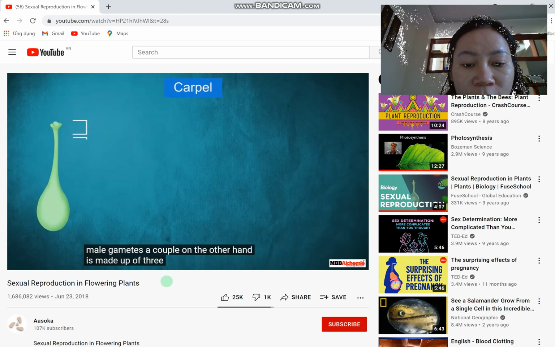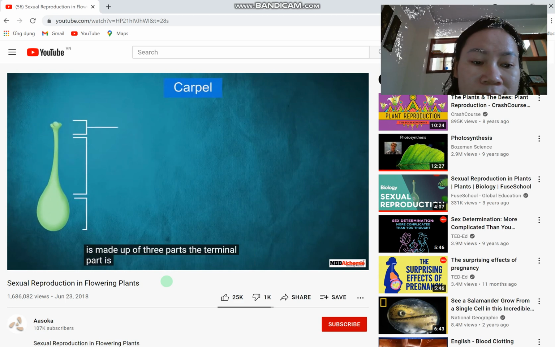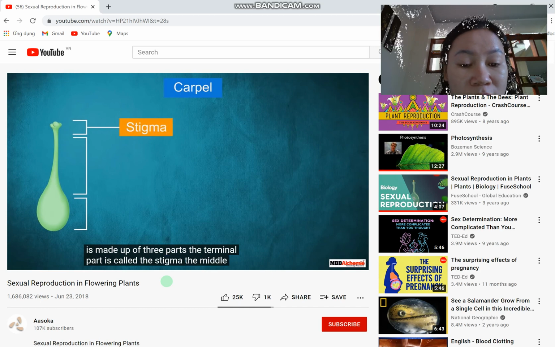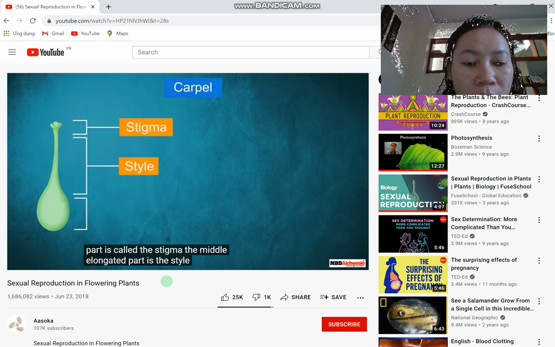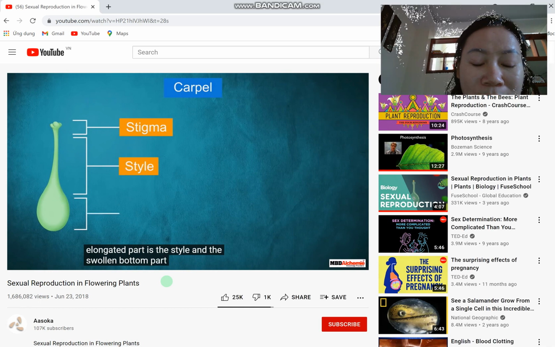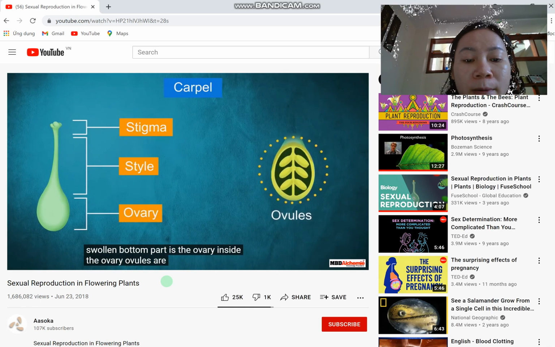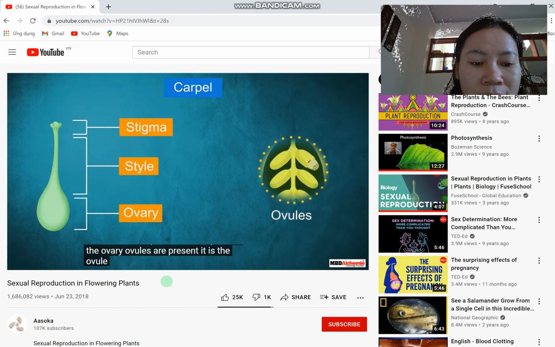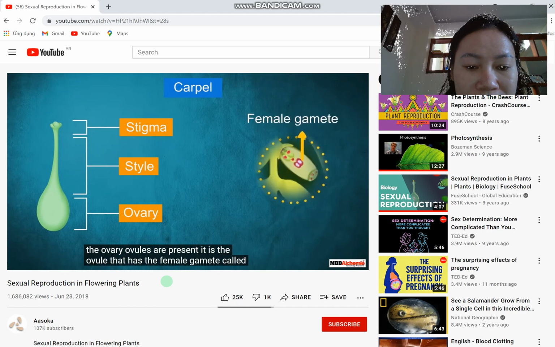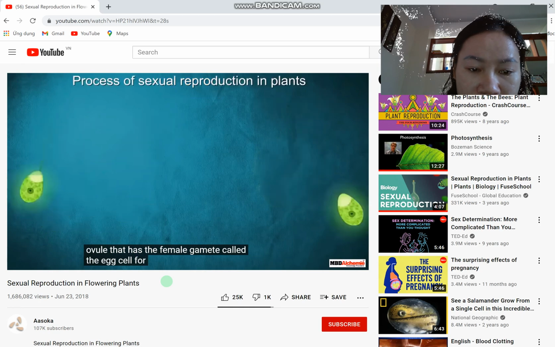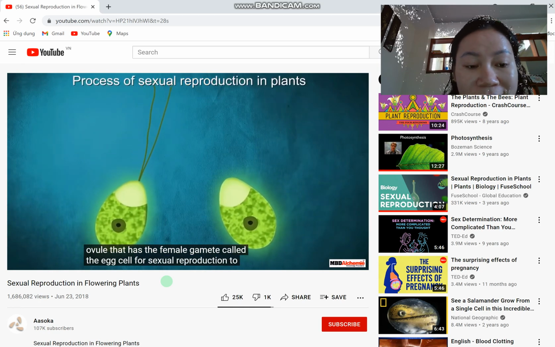A carpel, on the other hand, is made up of three parts. The terminal part is called stigma. The middle elongated part is style, and the swollen bottom part is the ovary. Inside the ovary, the ovule is present. It is the ovule that has the female gamete called the egg cell.